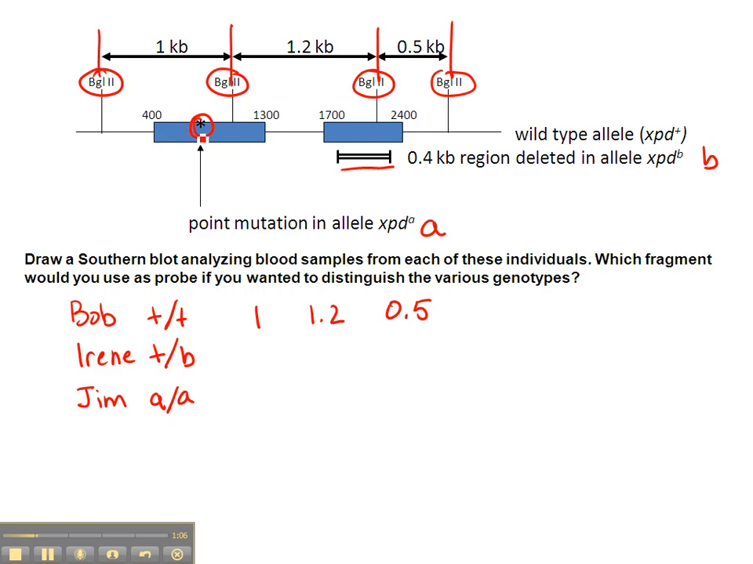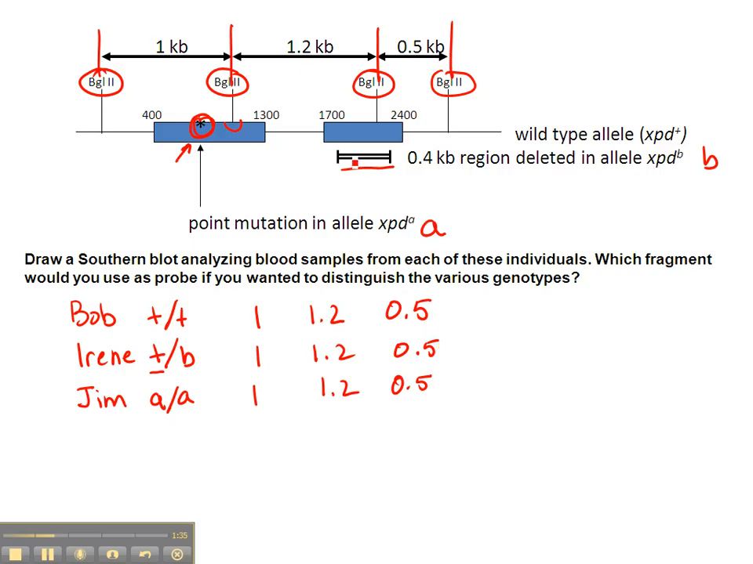Now Jim has this point mutation here, but the point mutation doesn't affect a Bagel2 site, and it also doesn't create a new Bagel2 site at that location. So in terms of the size fragments that we'll see, his DNA is going to look the same as Bob's. Irene, since she's heterozygous and she has 1 wild type allele, the wild type allele is going to also be cut into these same size fragments. So far we're not seeing any differences between these 3 people.